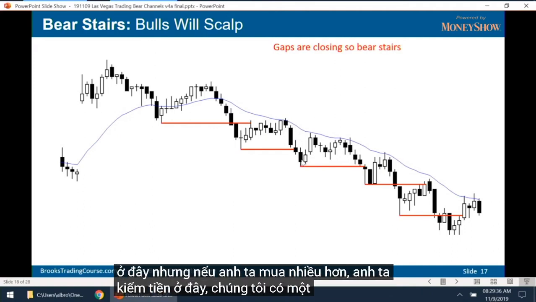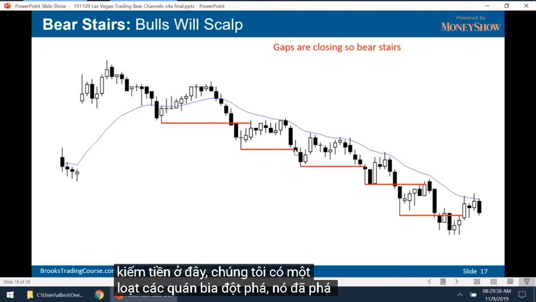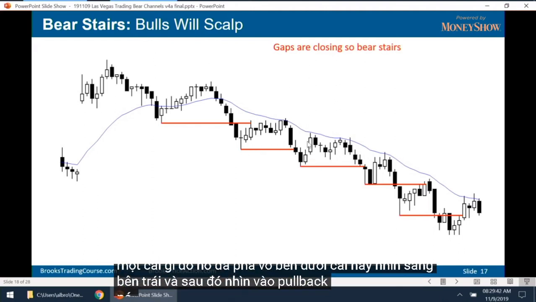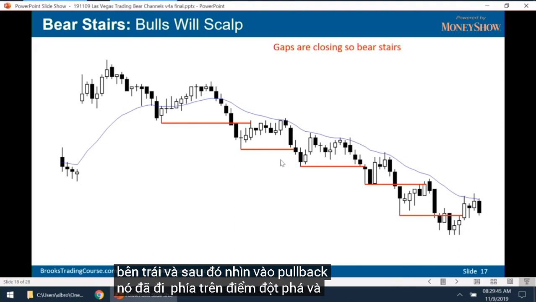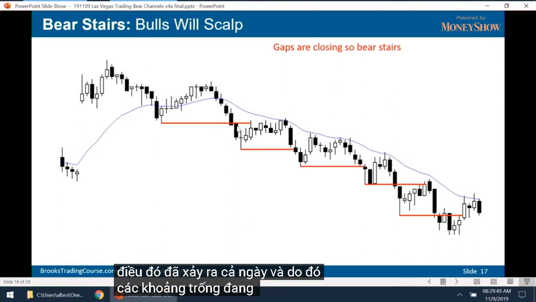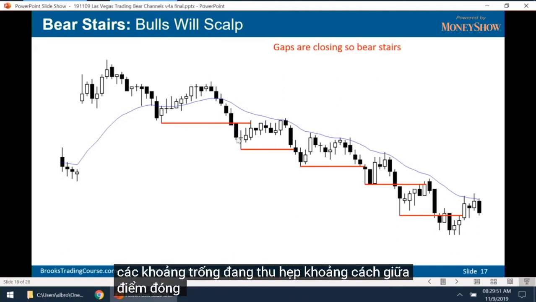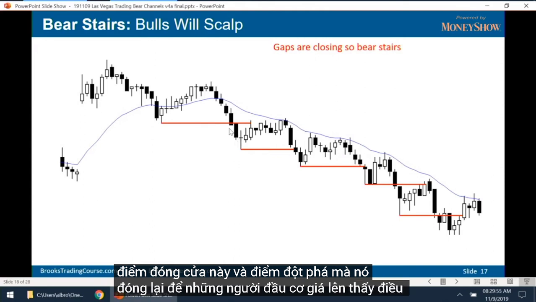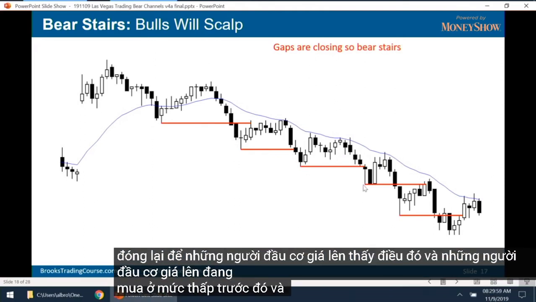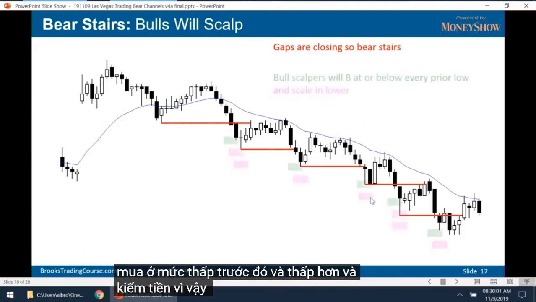Here we have a breakout, series of bear bars. It broke out of something, it broke below this, look to the left. And then look at the pullback. It went above the breakout point. And that happened all day long. And therefore, the gaps are closing. The gap between this close and the breakout point, it closed. So bulls see that, and bulls are buying at prior lows and lower and making money.